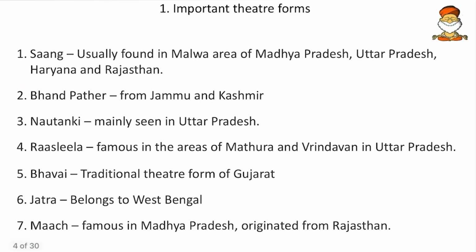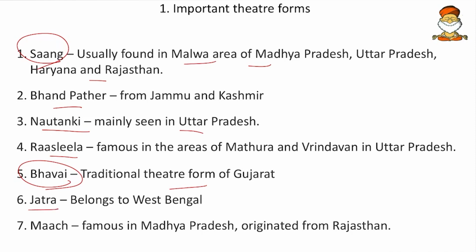And here are some of the theatre forms. The Sang, found in the Malwa region of Madhya Pradesh, Uttar Pradesh and Haryana, and then Bhand Pather of Jammu Kashmir. Then Nautanki, we know that in UP, and Ras Leela, so famous in the areas of Mathura, Vrindavan and UP areas. Then Bhavai, the traditional theatre from Gujarat. And then Jatra belongs to West Bengal. Then Mach, famous in Madhya Pradesh and originated from Rajasthan. So these are some of the important theatres.